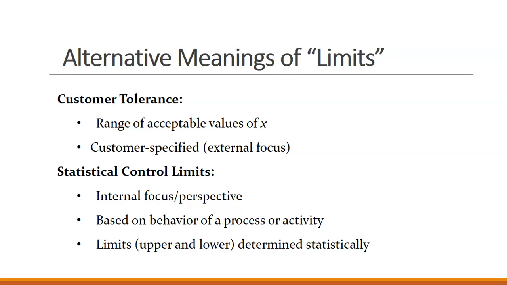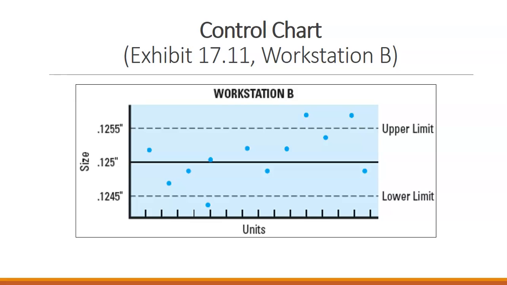So what is based on our behavior or our activity? The upper and lower limits are based on just how we perform. We have an example of a graph here where a size of 0.125 inches is our base limit, and then we have this range, our upper limit and our lower limit, and how many of our units happen within those limits at each workstation.